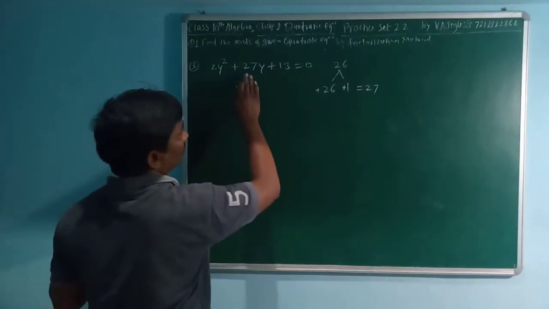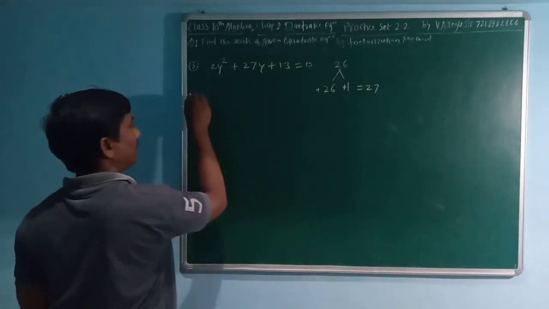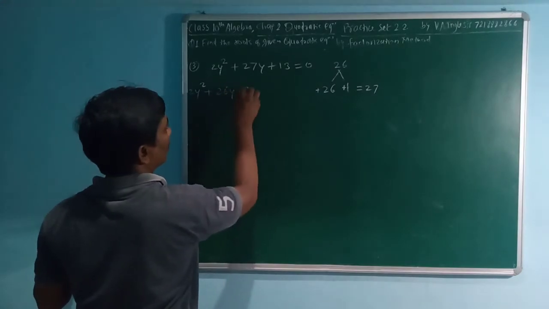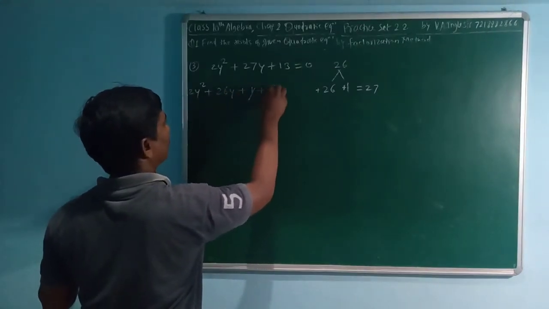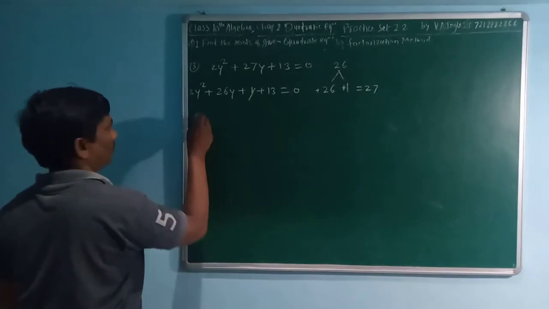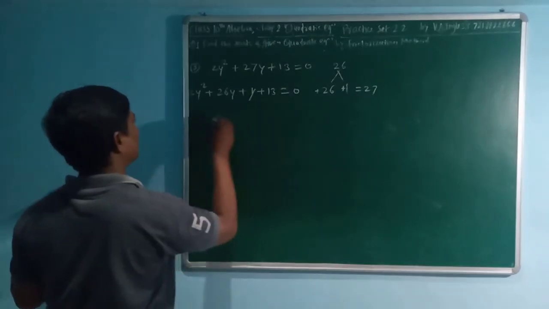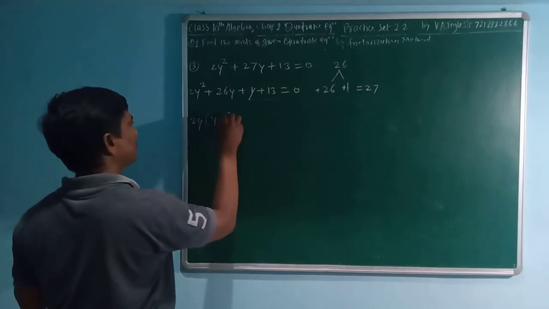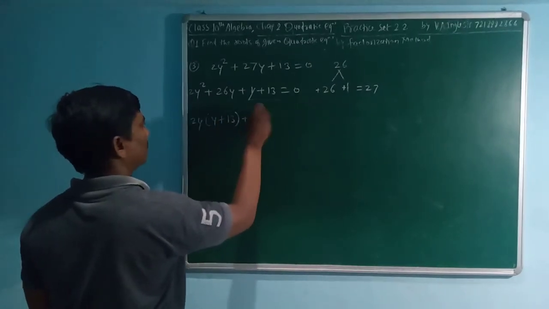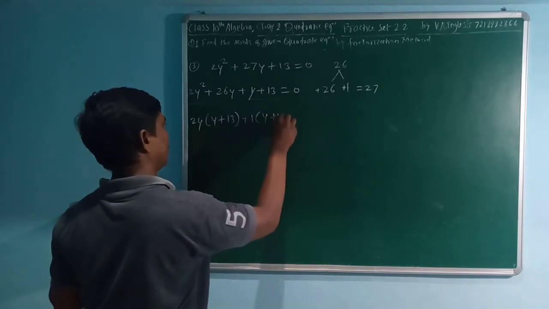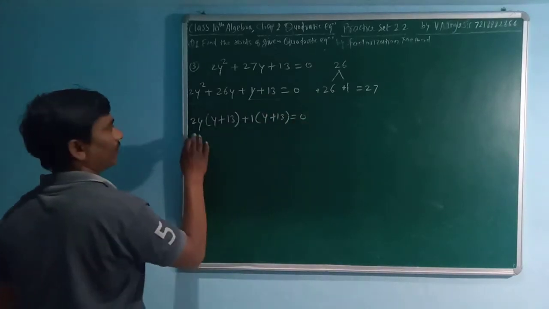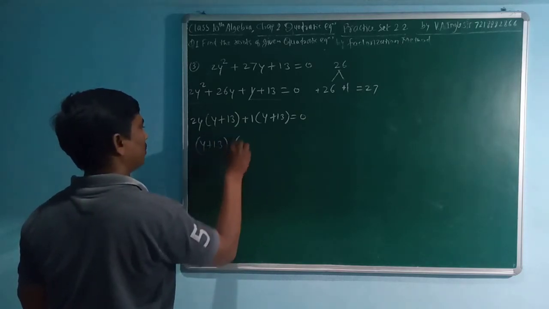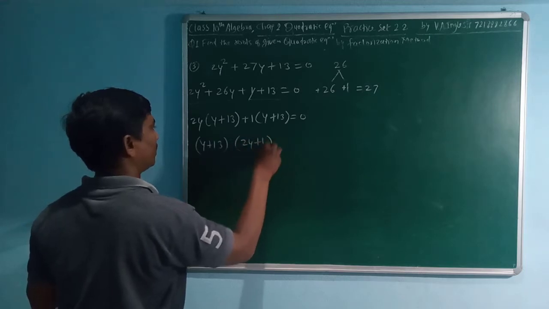So just replace 27y by 26y plus 1y. So here I will write 2y square plus 26y plus y plus 13 is equal to 0. Now take out common from these two and these two terms. So you can take common 2y from here, and y plus 13 will be there. If you take 1 as common from these two, you will have y plus 13. Now again you can see y plus 13 is common, so y plus 13 will be written once, and then 2y plus 1 in another bracket.